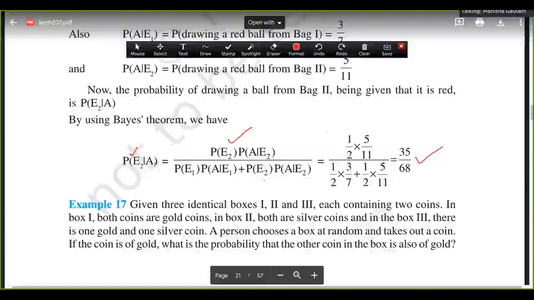Now here's the next example, example number 17. I think you can put the values in the previous example, because I have told you what the values are. Just put the values and calculate.